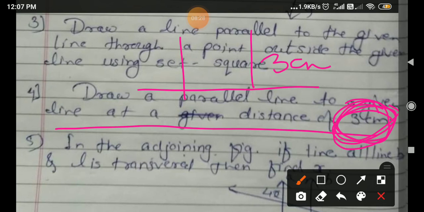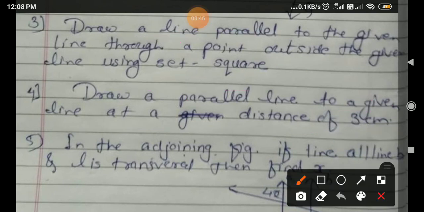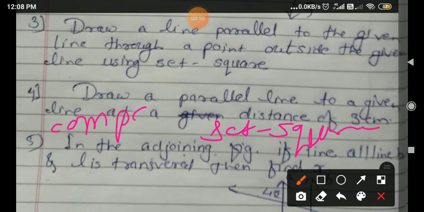At that time, we can take any distance, but if a particular distance is given to us, we have to take the same distance and do the construction using that distance only. We have to draw the parallel line using a set square if it is written. Here there are two things we can use: we can do it by using a set square, and by using a compass also, and I showed both to you.